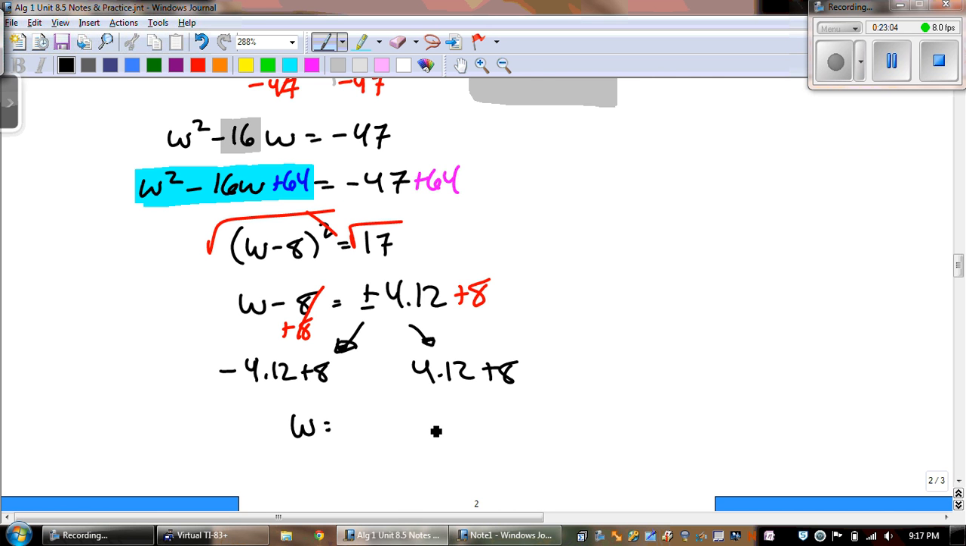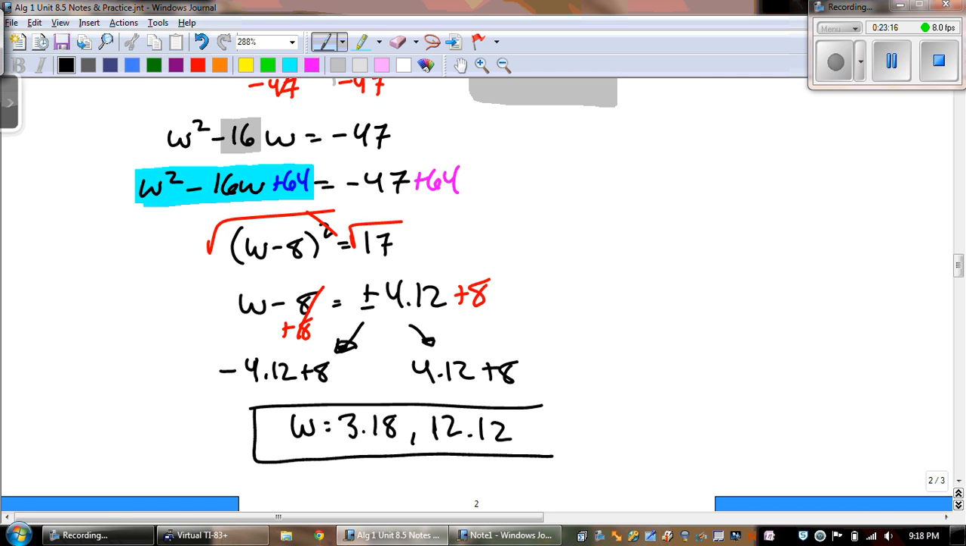And what are they? You get 3.18 and 12.12. So remember, those are the solutions. The solutions are where these cross, intercept the x-axis, okay?